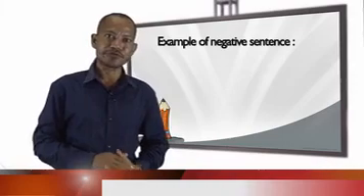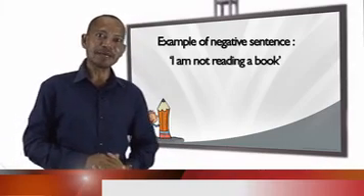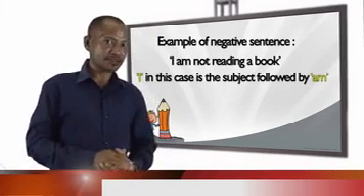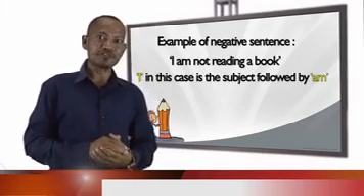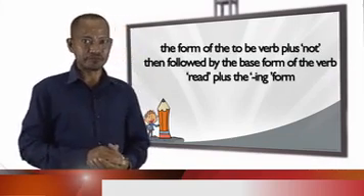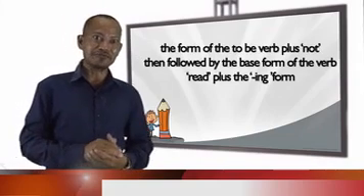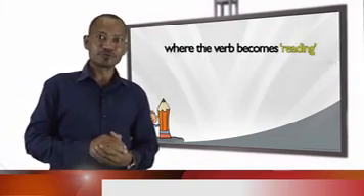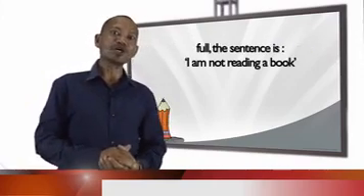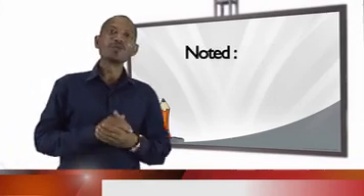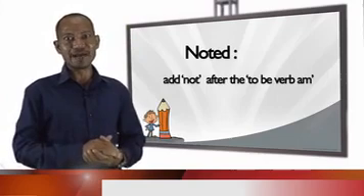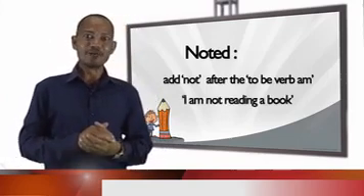Please refer to the first negative sentence, I am not reading a book, where I in this case is the subject, followed by am, the form of the to be verb, plus not, then followed by the base form of the verb read, plus the ing form, where the verb becomes reading. So in full, the sentence is I am not reading a book. Notice we are just adding not after the to be verb am. I am not reading a book.